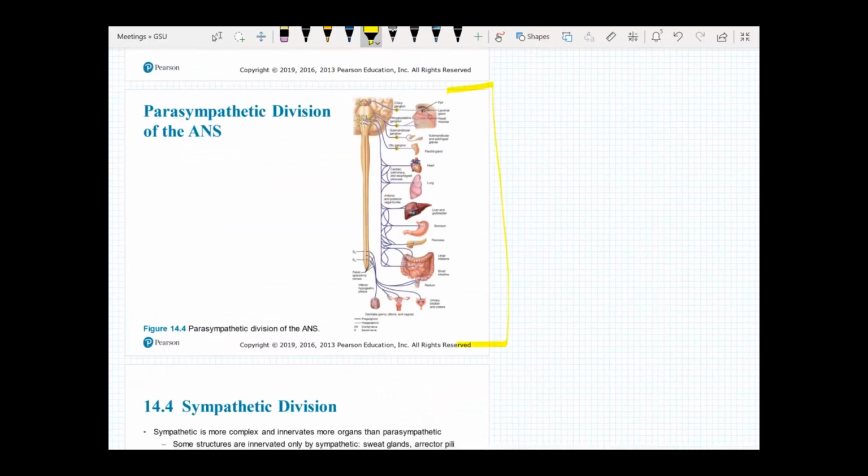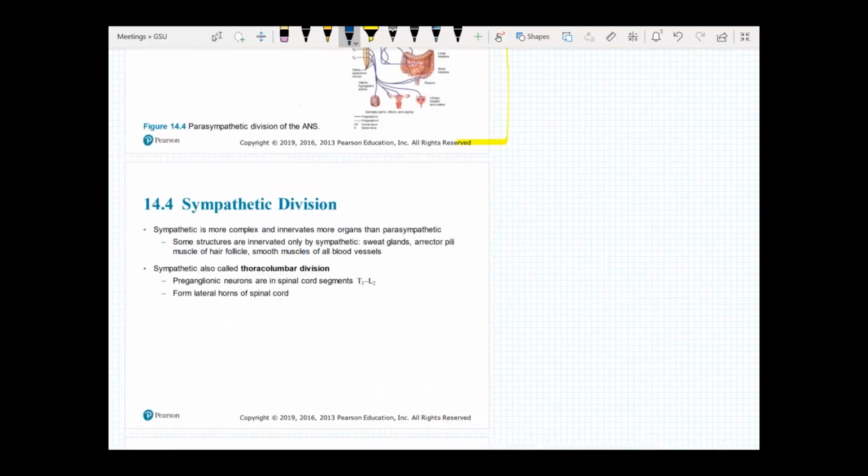Okay, so now looking at our sympathetic division. So this is our fight or flight division. This is more complex because it's turning on more organs. So it's still going to be your smooth muscle, your cardiac muscle, and your sweat glands. Some of these structures are actually only innervated by sympathetic.